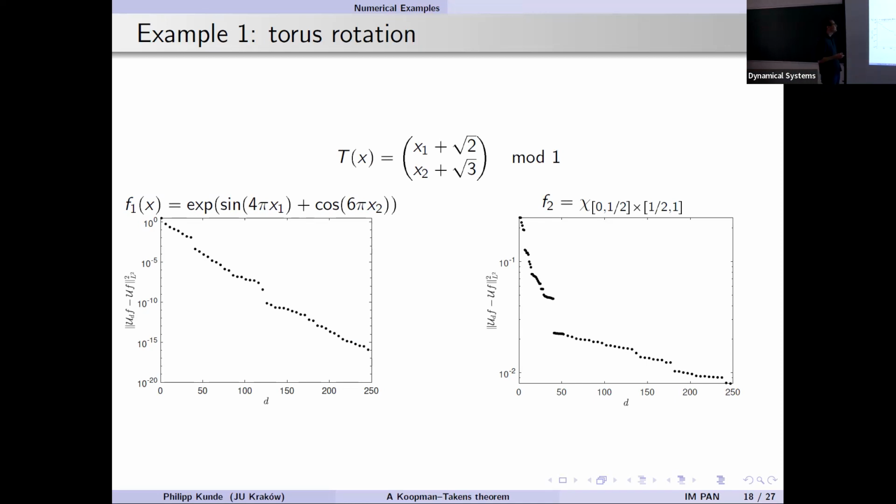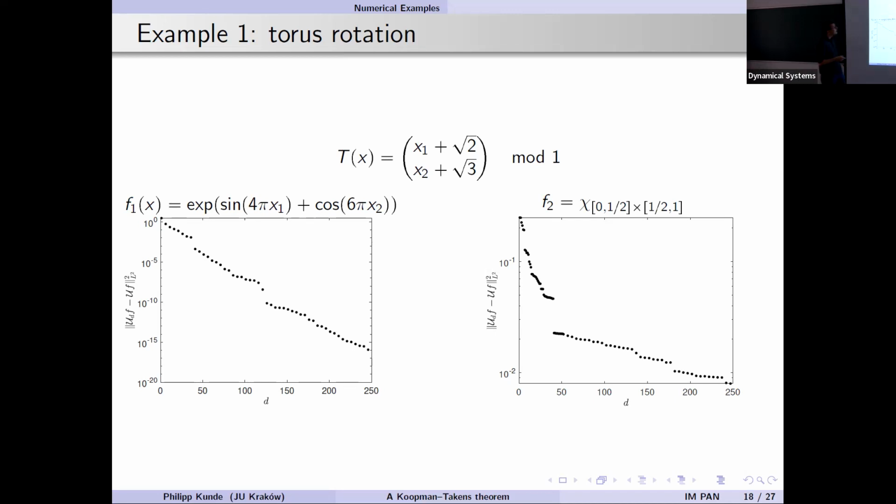For the first example, we take this irrational torus translation here. Let's look at the left hand side first. Then we have this smooth observable. And we really see nicely that with the delay depth increasing, the error between our projected Koopman operator and the actual Koopman operator becomes machine precision.